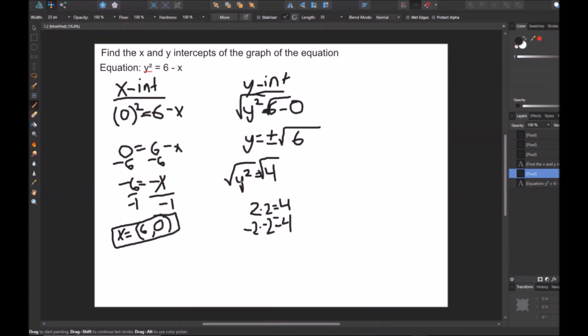So when we do y squared equals 4, and we take the square root of 4, we have to write it as either plus or minus 2. That means 2 times 2 gives you 4, and negative 2 times negative 2 also gives you 4. So knowing that, we have to write plus or minus the square root of 6, and the square root of 6 isn't a whole number, so I would just leave it as 0, comma, plus or minus the square root of 6.